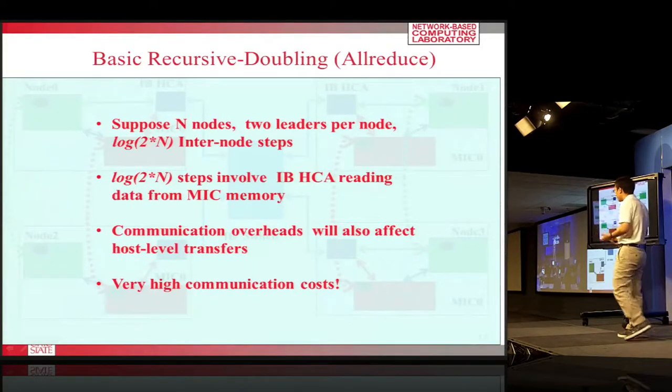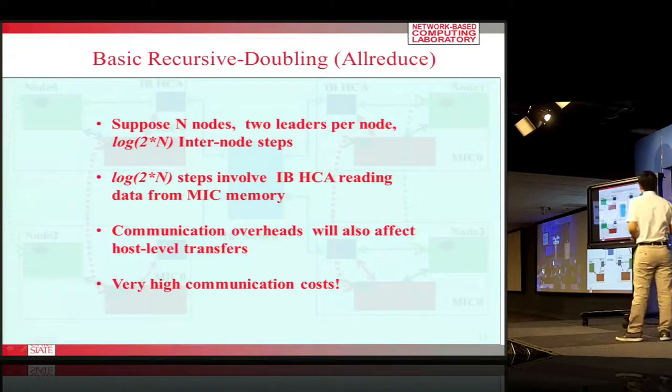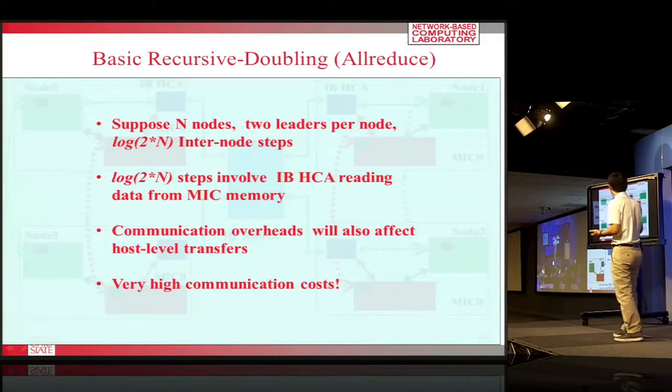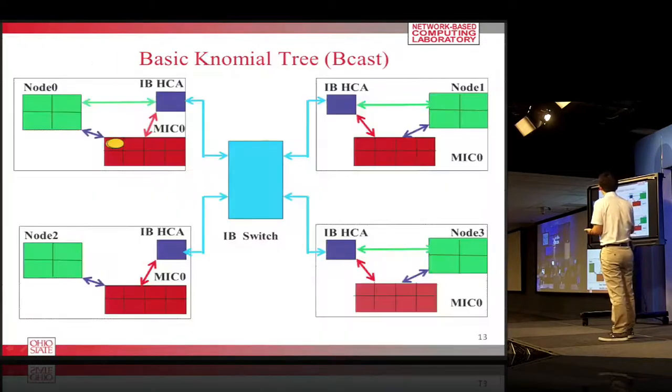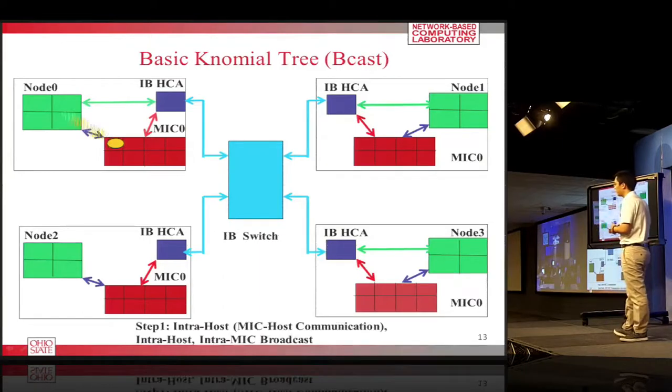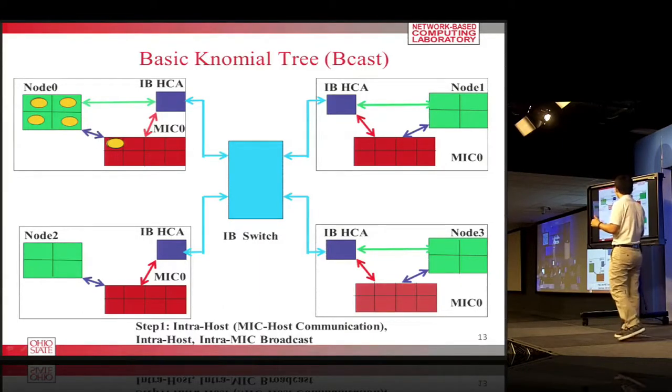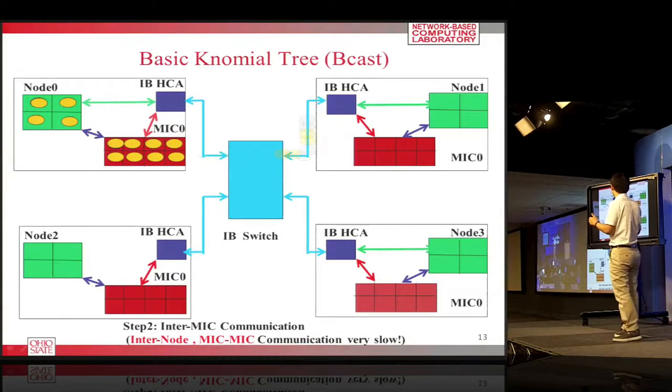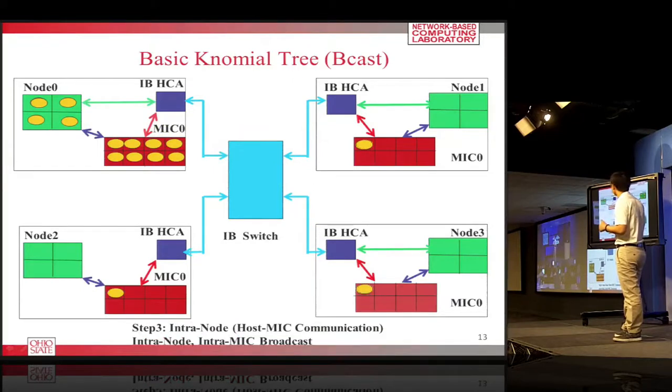If we take a look at Bcast, for example, the basic knomial-based algorithm, it is a similar story. The first step is the intra-node host-MIC communication. The second one is the inter-MIC communication. In this step, the communication speed is very slow. Lastly, there will be a host-MIC communication for the intra-node and intra-MIC broadcast.